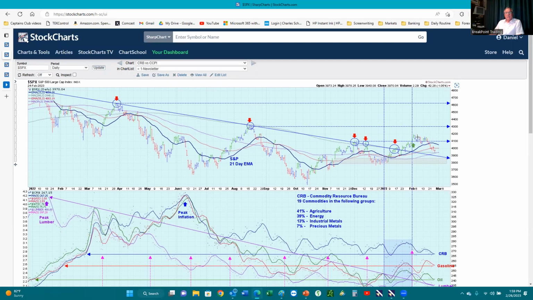If you look at the S&P up here, you can see that we've had quite a sell-off. I'm going to talk about this a little bit more in a second. But last week I said that it looked like we probably will come back down to the 200-day moving average, which is this gray line right here.